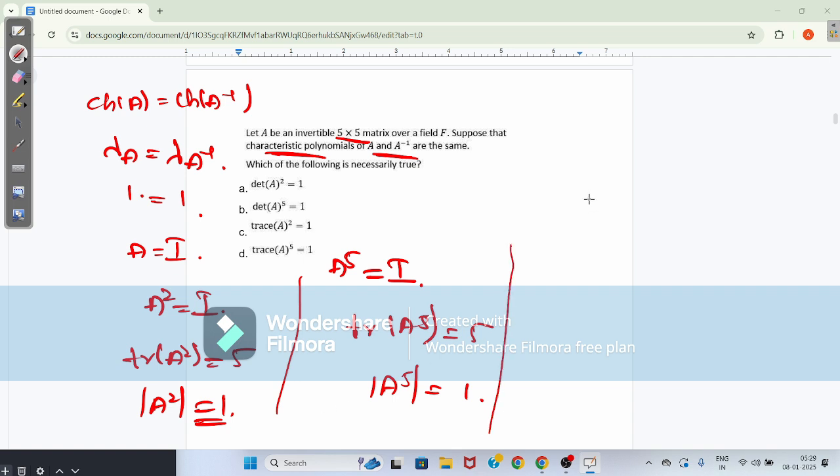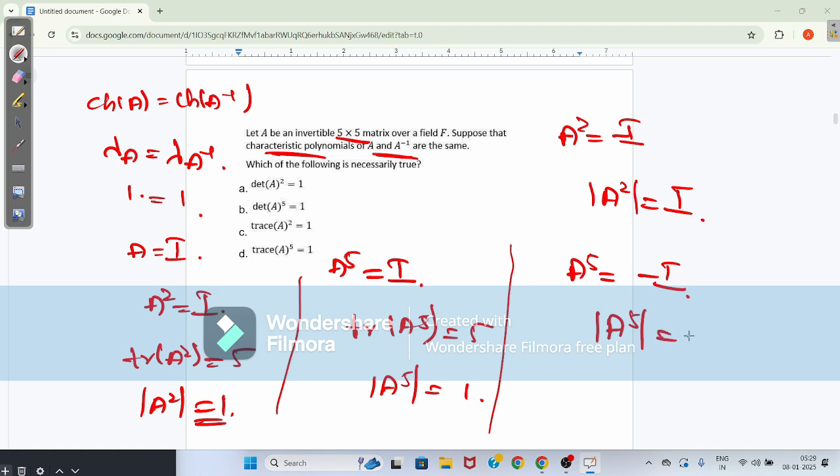Now consider here A square is equals to minus I. What do you get? The determinant of A square equals 1 here. Now consider A power 5 is equals to minus I. Now the determinant of A power 5 is equals to minus 1 here. So this value is not equal. A power 5 value is not equal here. Now trace of A square is 5 here, and trace of A power 5 is also 5 here, so this is also not equal. Determinant of A square is 1, and determinant of A power 5 is minus 1, this is also not equal.